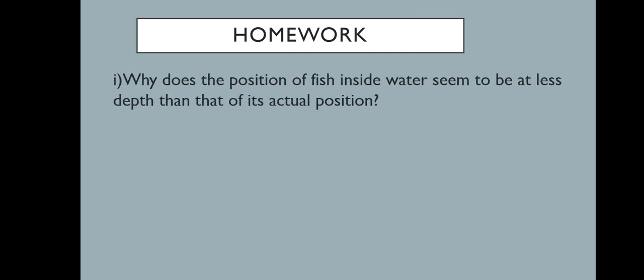Now it's your homework. First question: why does the position of a fish inside water seem to be at less depth than its actual position? You have to explain it in 2 to 3 lines.